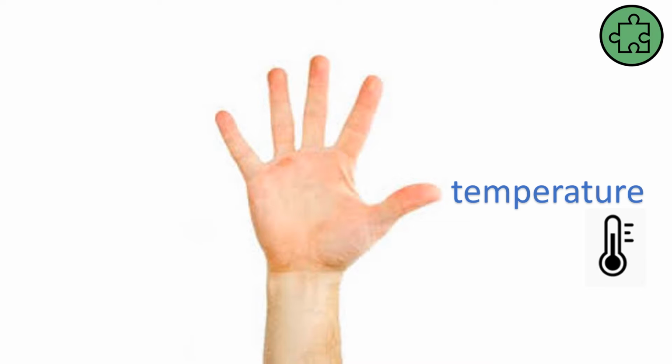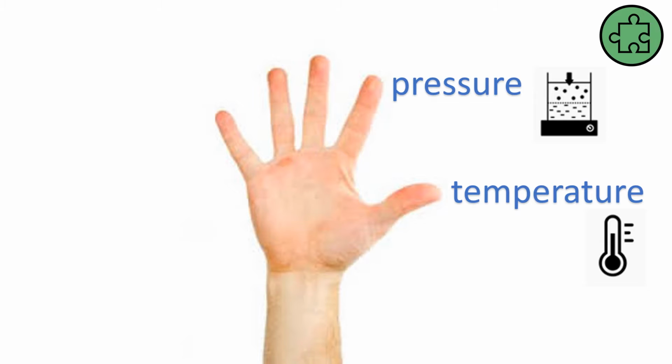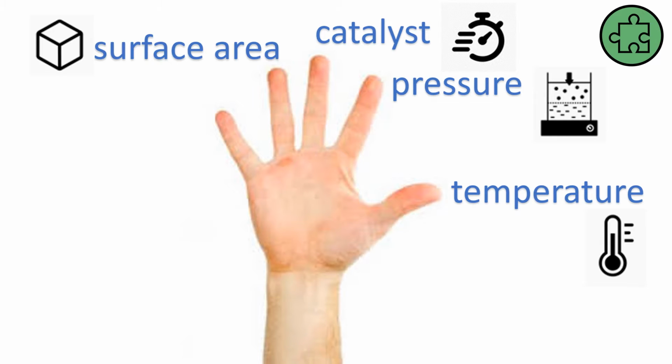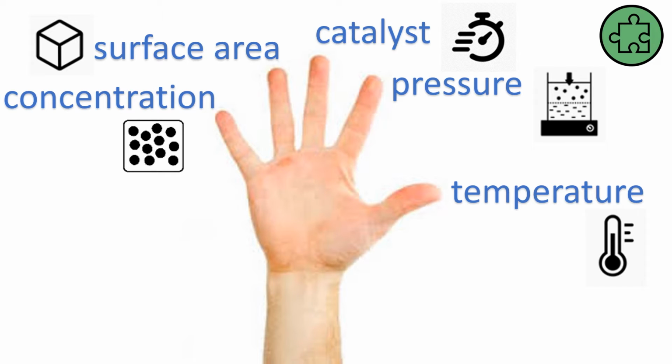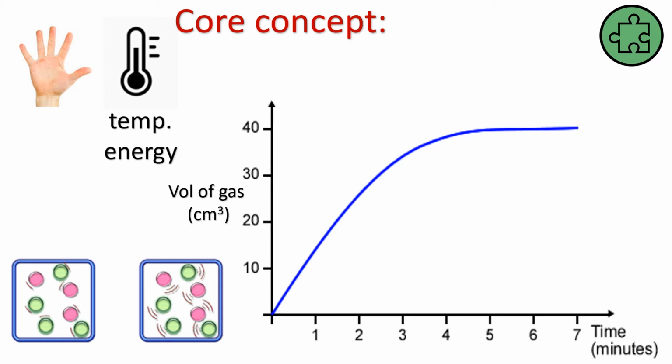There are 5 ways we can change the rate of reaction. We can change the temperature, we can change the pressure, we can add a catalyst, we can change the surface area, or we can change the concentration. We will go into more detail about each of these in further lessons, but for now I just want to go through the basics.